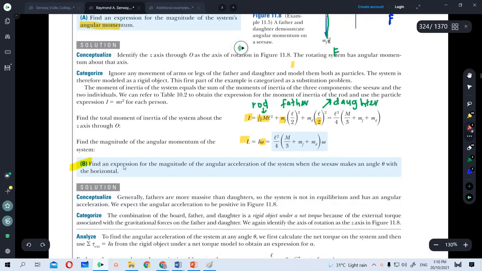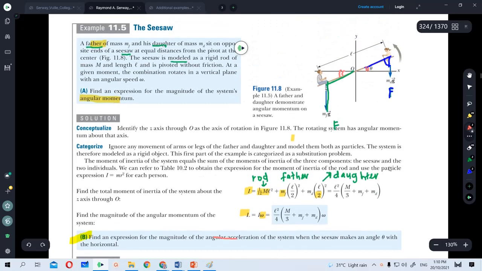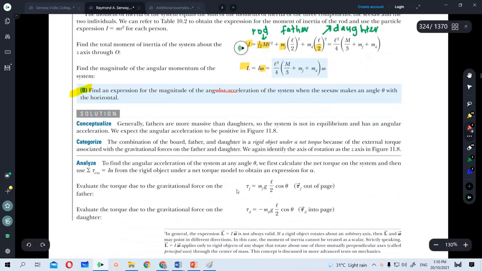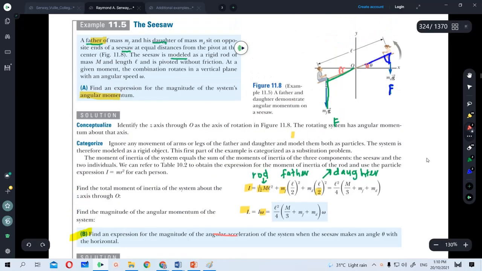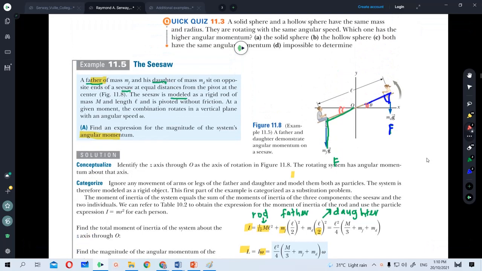For B, find an expression for the magnitude of the angular acceleration of the system when the seesaw makes an angle as given in the figure. Something to observe: when you start talking about acceleration, it means that you are talking about the relationship with the torque itself. To look at the torque, observe how my sketch changes now, that the given angles are equivalent to one another.